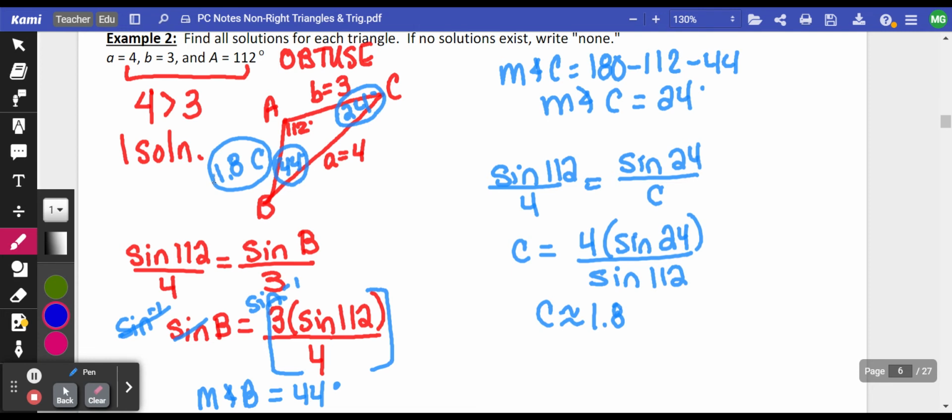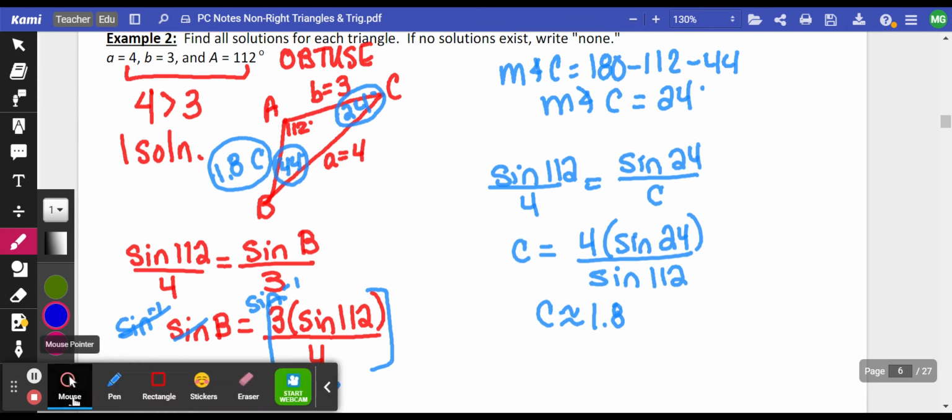A quick check that we've talked about is, do our numbers even make sense? Here's the biggest angle, it's opposite 4. Here's the smallest angle, 24 degrees, it's opposite 1.8, which is the shortest side, and medium to medium. So at least it does make sense. Hopefully that'll help you pick up on any silly mistakes that you might have made.